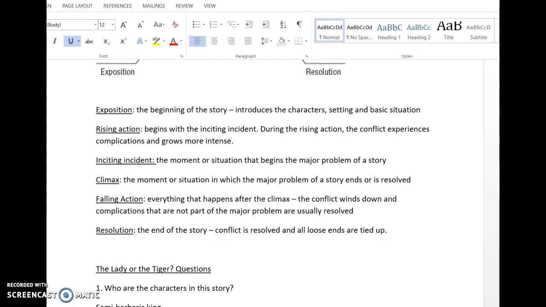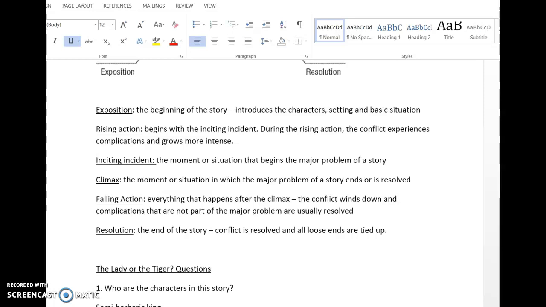Okay, and the definition of climax is the moment or situation in which the major problem of a story ends or is resolved. So it's the moment that wraps up the inciting incident. Whatever the problem is that's introduced in the inciting incident is resolved in some way in the climax of the story. It's where everything comes to an exciting, sometimes just wrapping-things-up, conclusion of some kind. In a lot of stories, it's the major battle or conflict between the opposing forces. Think Avengers, where Thanos is battled for the last time and Iron Man takes him on. That would be a climax of the story.